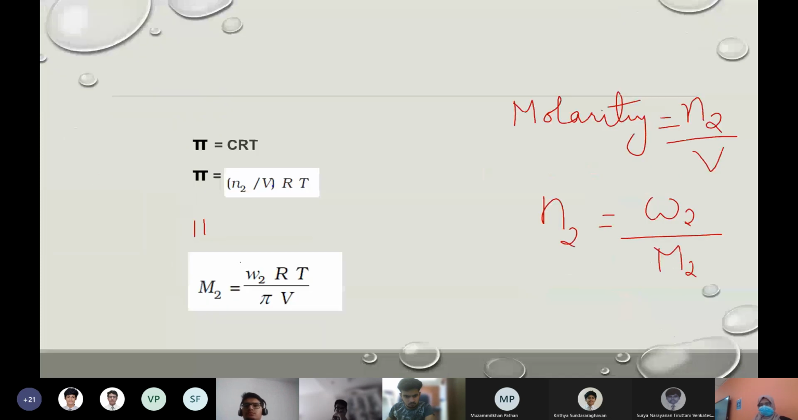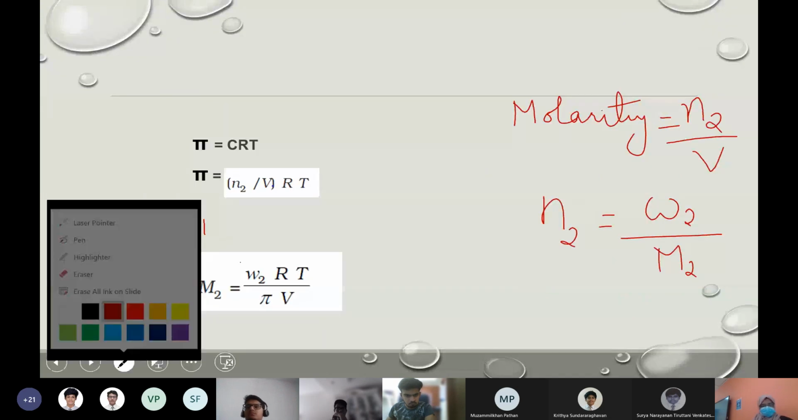I'm unable to write on the screen. Suddenly it got stuck. I don't know.